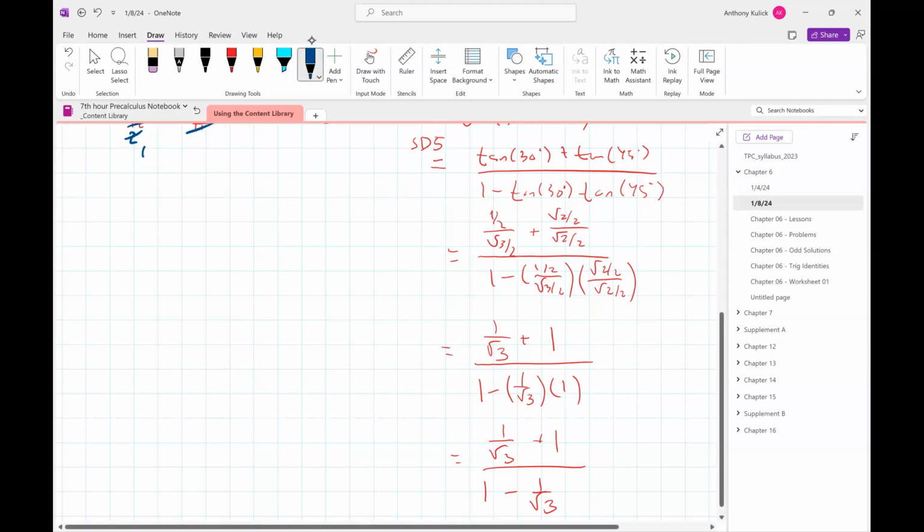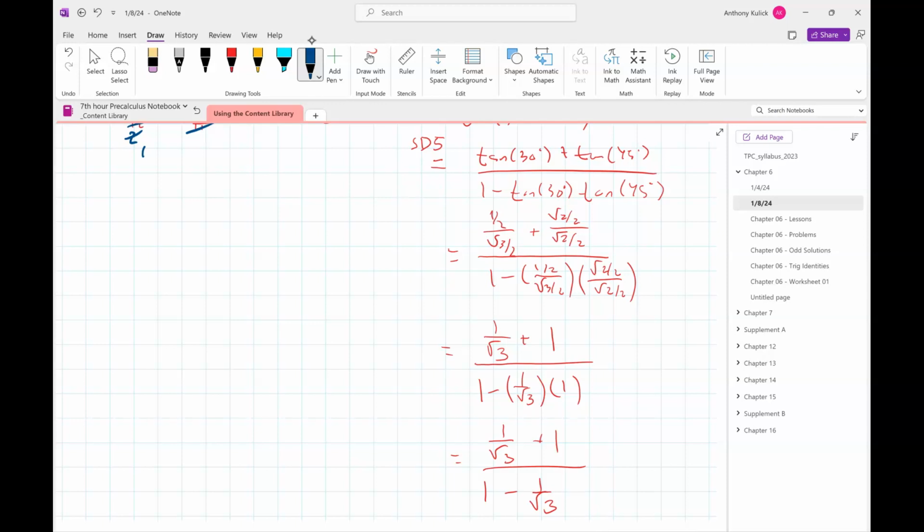Now, I have an answer, but I don't love the form of this answer for two reasons. One reason is I have fractions inside of fractions. Don't love that. Second reason is I have radicals in the denominator. I don't love that. So I'm going to start by taking care of the fraction inside of fraction part first. AJ? Sure.